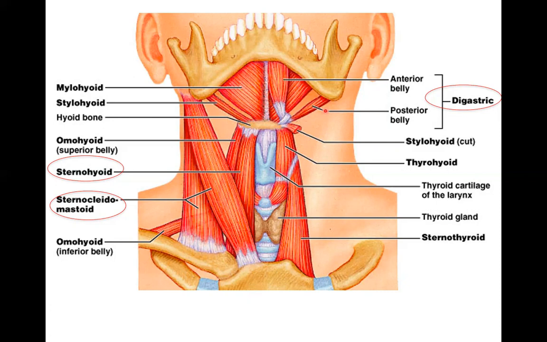Again, this is a two-headed or two-section muscle. Here is one belly, which is called the anterior belly, and the posterior belly. But again, for our purpose, you only need to identify that as digastric.